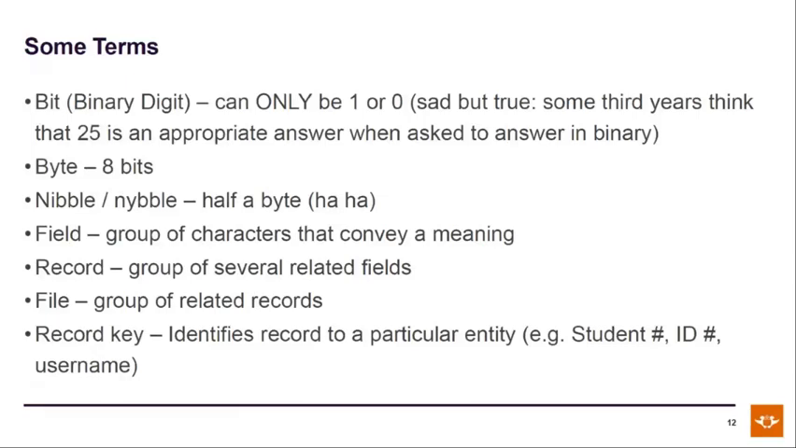So a file will store a group of related records, and that is what we'll be doing as of tomorrow. And then you've got a record key, which identifies a record to a particular entity.